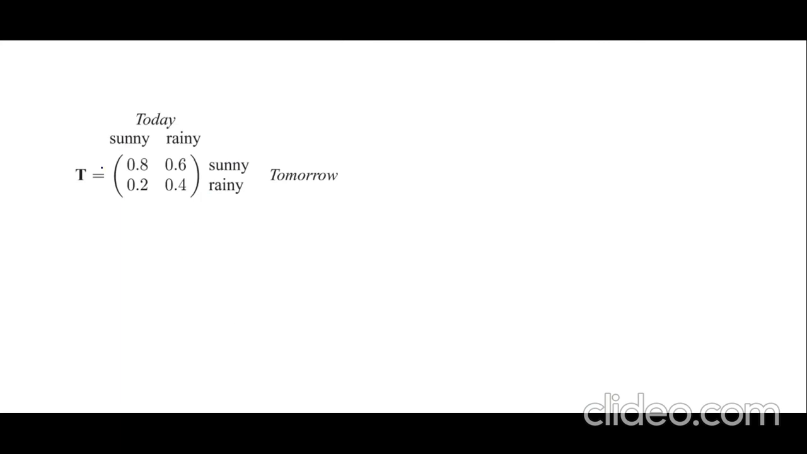Guys, for this particular transition matrix, we can see that it is today and tomorrow. So we have two timestamps, right? And we have two different states also: sunny and rainy. We can see sunny, rainy, and then sunny, rainy here as well. So if it is sunny today and sunny tomorrow as well, the probability for that is 0.8.